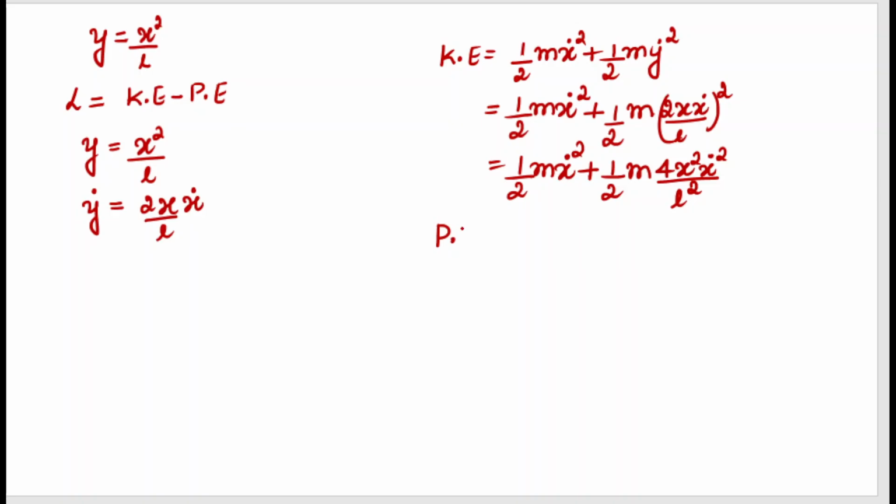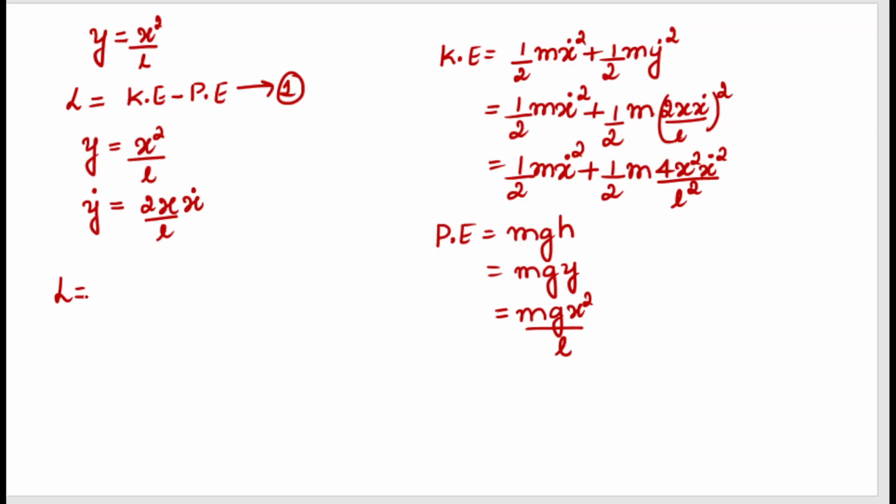What is potential energy? Potential energy is equal to mgh. Instead of h, we have y, so mgy. Substitute the value for y, so it will be mgx square by L. After substituting everything in the first equation, we get Lagrangian equal to kinetic energy, half m x dot square plus half m into 4 x square x dot square divided by L square, minus potential energy, mg x square divided by L.